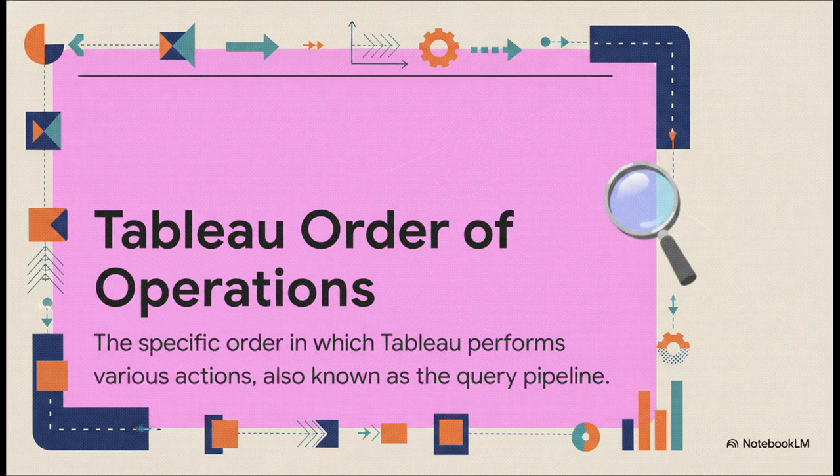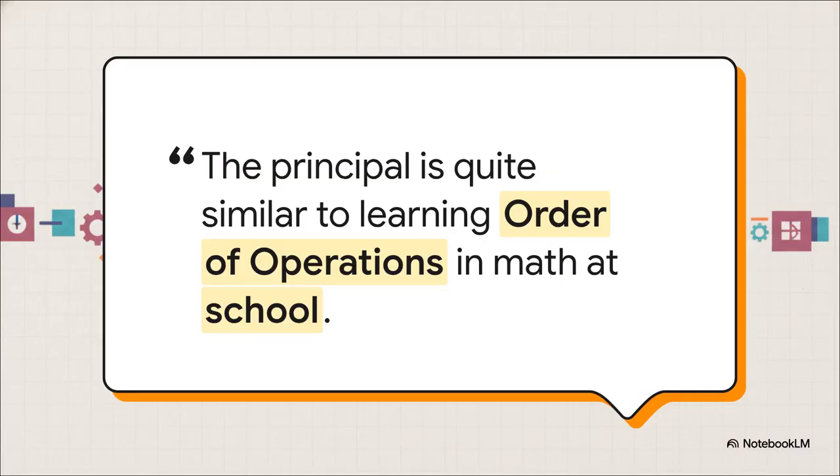Just think of it as a rigid top-to-bottom list of steps that Tableau follows for every single thing it does, from filtering your data to running those complex calculations. And this quote just nails it. Remember back in math class learning about PEMDAS, parentheses, exponents, all that stuff? You couldn't just do the math in whatever order you felt like, right? You had to follow the rules. Well, Tableau works the exact same way. It's got a fixed hierarchy for everything.